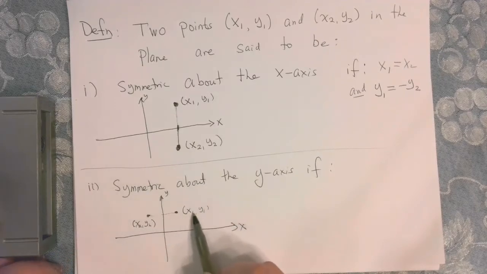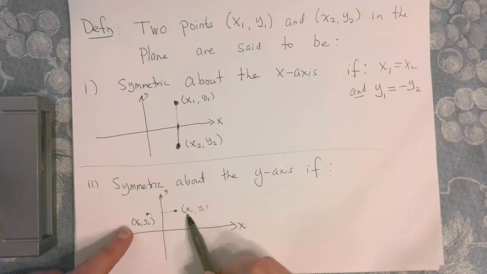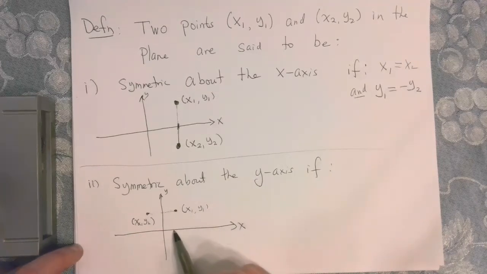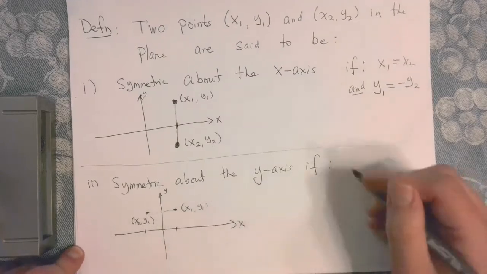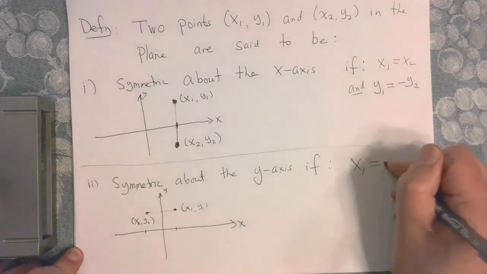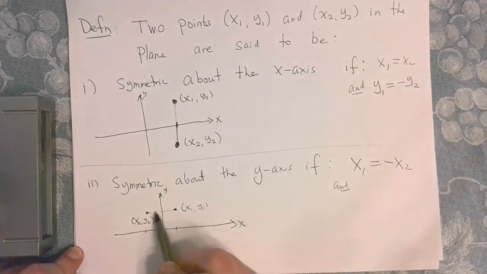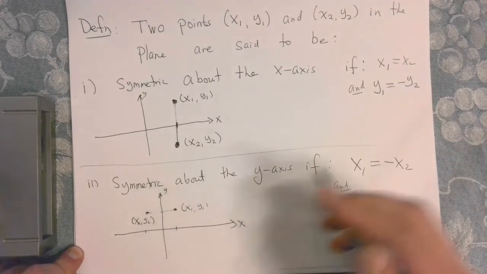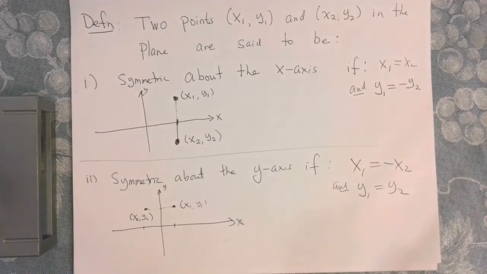Well, what happens if these two points are symmetric about the y-axis? Well, notice that the x values are not equal, right? But they're sort of negatives of each other. So this x value is the negative of this x value, again, assuming these distances are the same. So we've got x1 is equal to negative x2. And notice that the y's are in the same spot. They must be equal. So y1 must be equal to y2. So that's a second type of symmetry we care about.